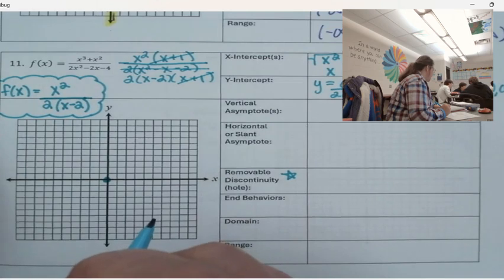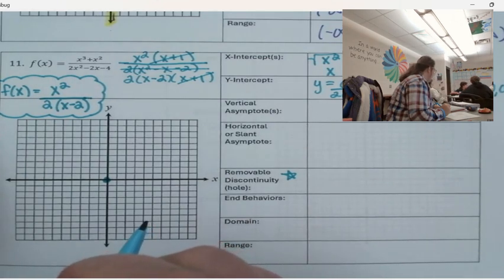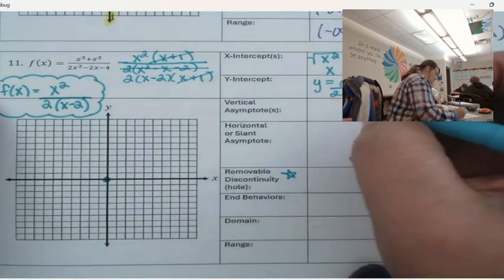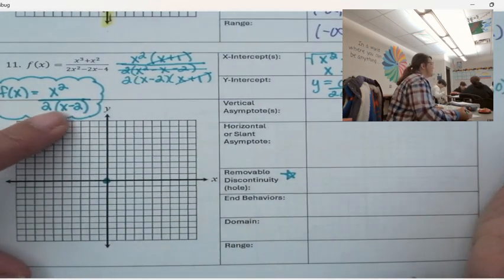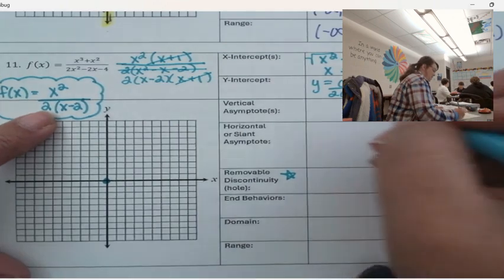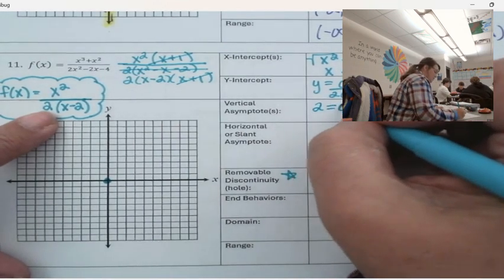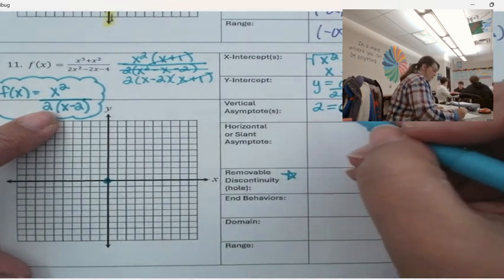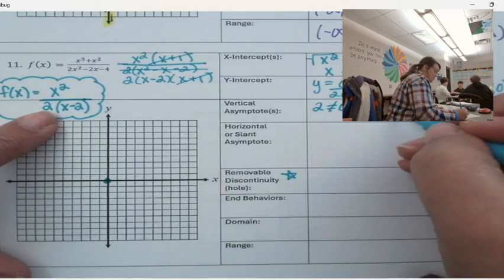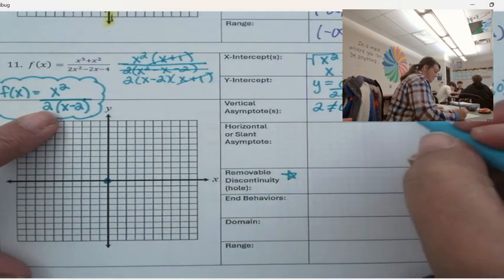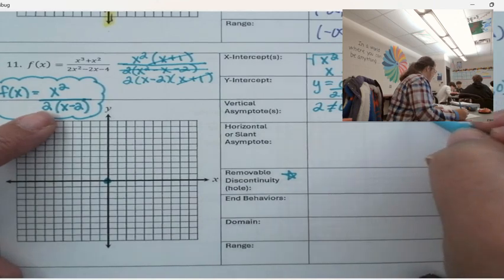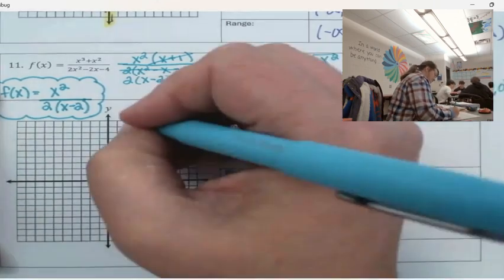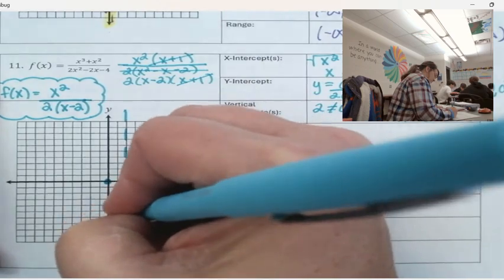Vertical asymptote. Set the denominator equal to 0. Okay. So I've got 2 different pieces to my denominator. Do you guys kind of see that? So I'm going to set each piece equal to 0. So 2 equals 0. Does that make any sense? No. But x minus 2 equals 0. I can do that, right? So x equals 2. So that's my vertical asymptote.